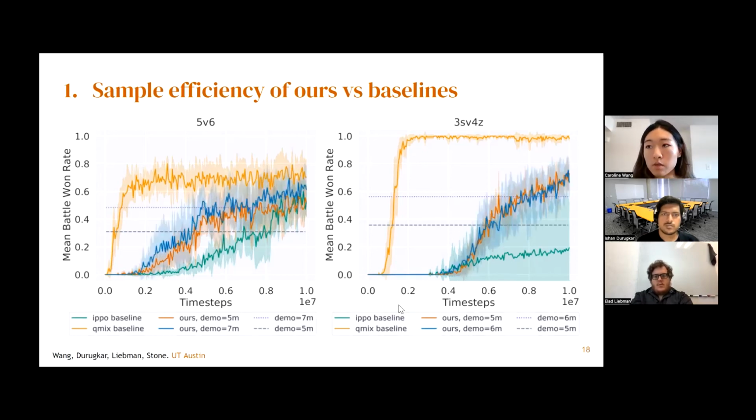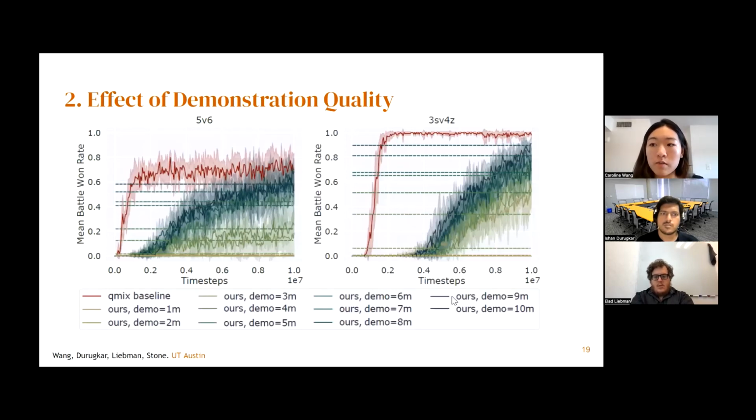We see a similar result with the second demonstration quality, which is about 20% better than the first demonstration. Both runs of our algorithm learn more efficiently than the IPPO baseline. And as expected, we see that QMix is an upper bound on the performance of all the algorithms here. So despite the 20% difference in win rate between the two demonstrations, our algorithm achieves similar learning efficiency. And this motivates us to investigate the robustness of our method to demonstration quality in this next experiment.